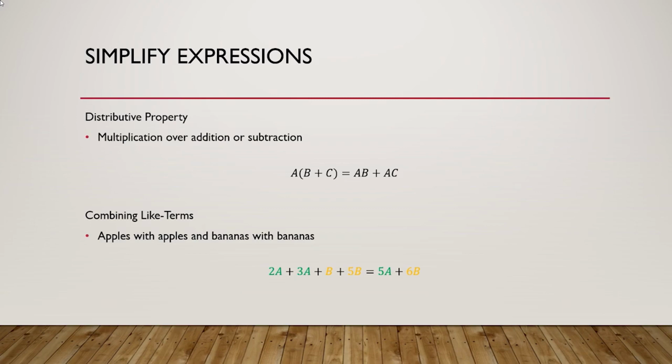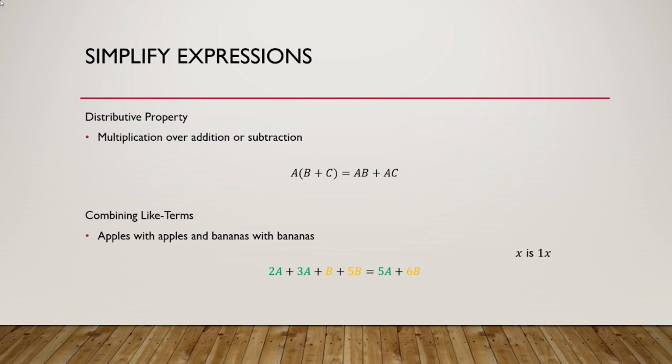Now, combining like terms is another way to simplify an expression. Remember, apples with apples and bananas with bananas. So if you look at my example, you have 2a plus 3a plus b plus 5b. So 2 apples plus 3 apples equals 5 apples. A banana plus 5 bananas equals 6 bananas. So you have 5 apples plus 6 bananas. So apples with apples and bananas with bananas. Now, notice with the b, you can rewrite that as 1b.